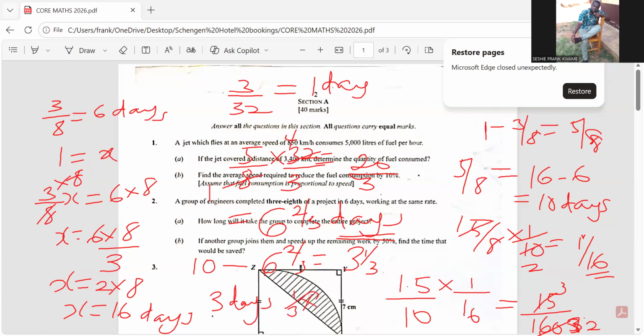24 hours make a day. So that's 8 hours. So 3 days, 8 hours. Okay.